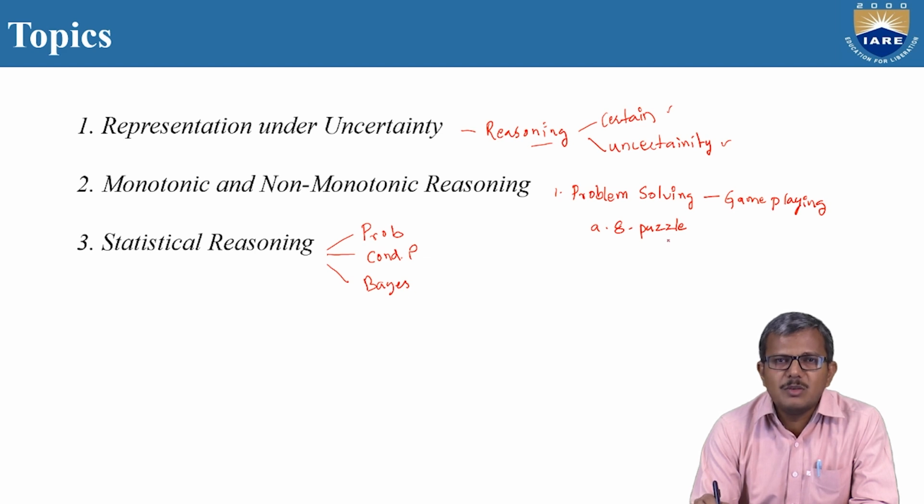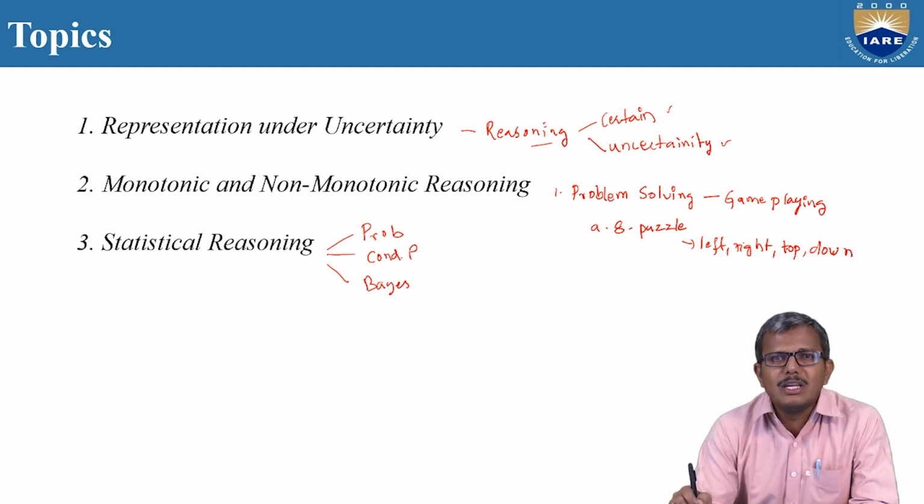In order to solve this 8 puzzle problem, there is a fixed number of legal actions. You can move the tile towards the left, or towards the right, or move up, or move down. These are the 4 legal actions applicable to the 8 puzzle problem. So whenever a particular state is given to you, you can expect what the next state is going to be.